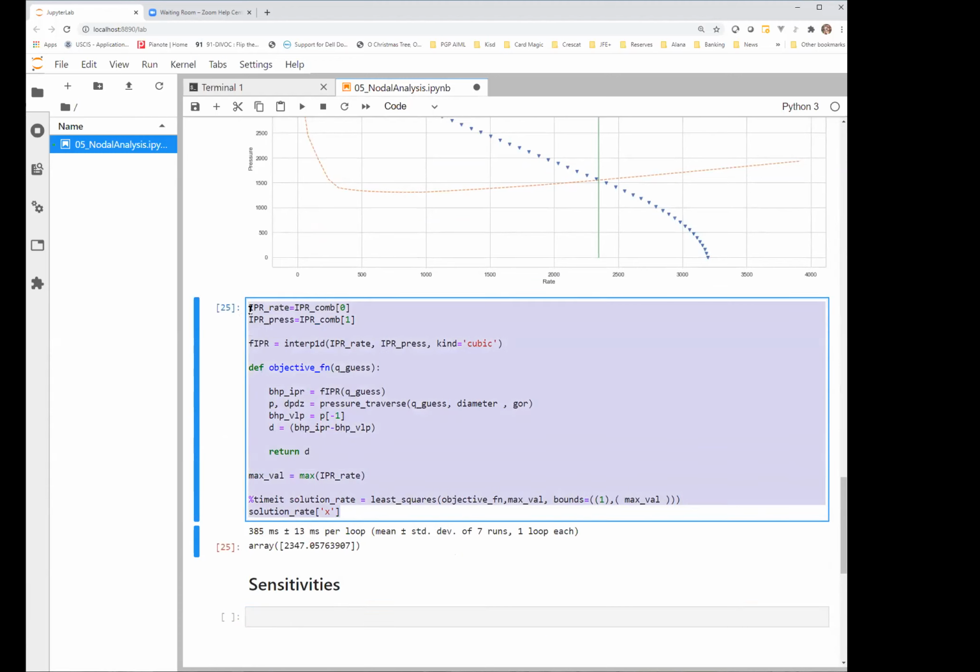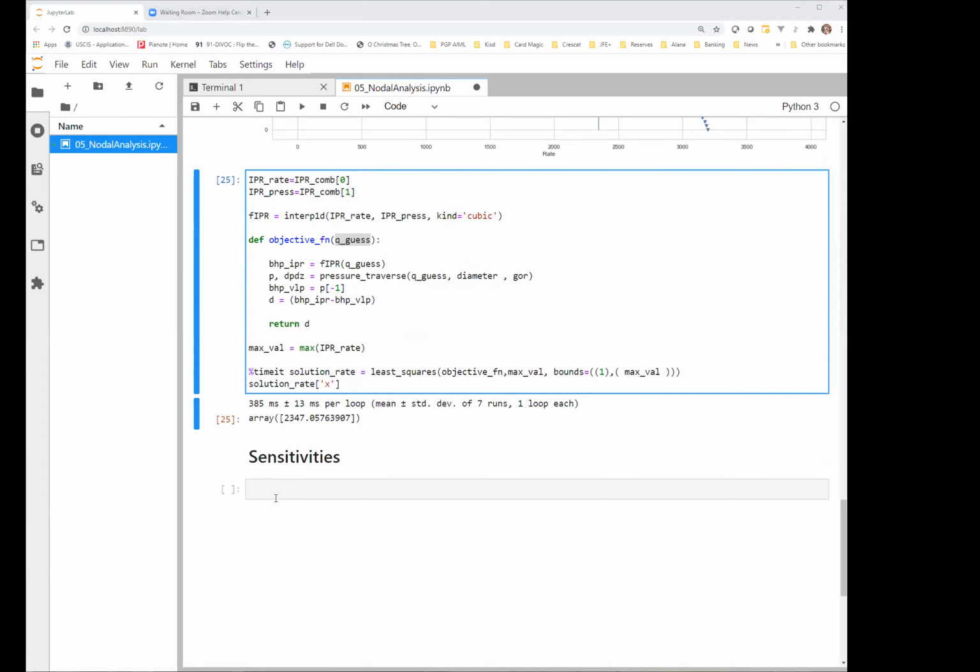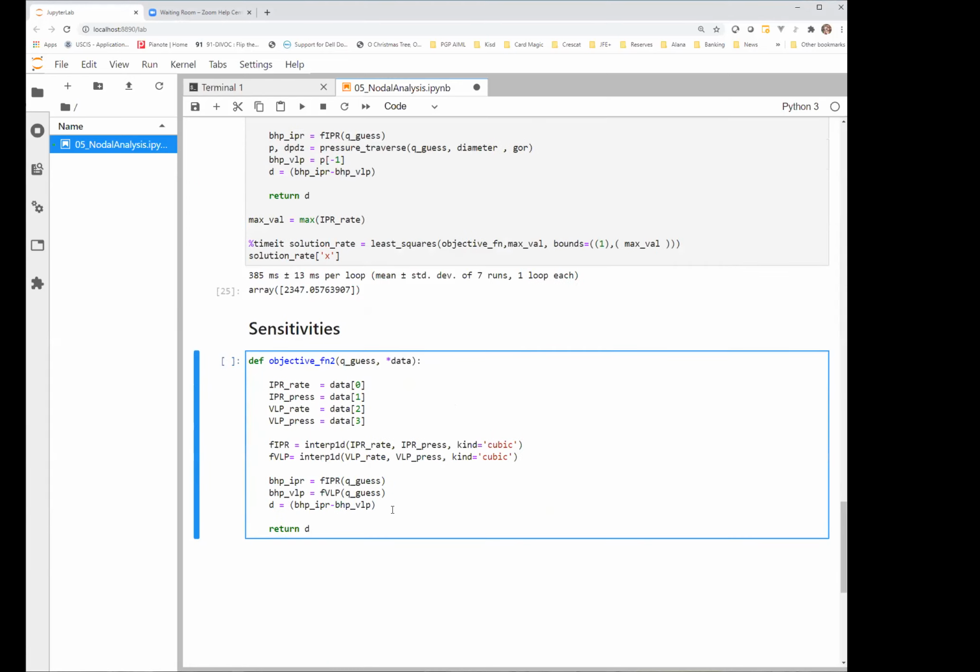The procedure or the workflow is basically the same, but the only difference is that in my objective function, I need to pass something else than just the rates, okay? And in order to do that, let's define or redefine my objective function, okay? It's very similar to the other one. Rates.